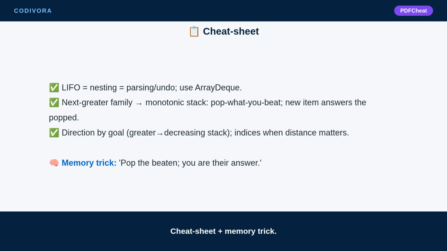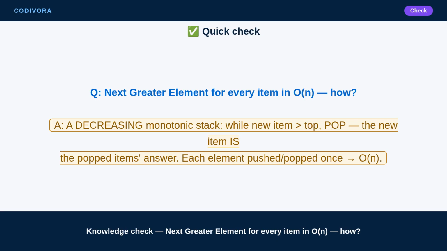Your cheat sheet. LIFO equals nesting equals parsing or undo. Use array decisions: next greater family goes to monotonic stack. Pop what you beat. The new item answers the pop. Direction by goal: greater, decreasing stack. Indices when distance matters. And the memory trick: pop the beaten, you are their answer. Quick check.